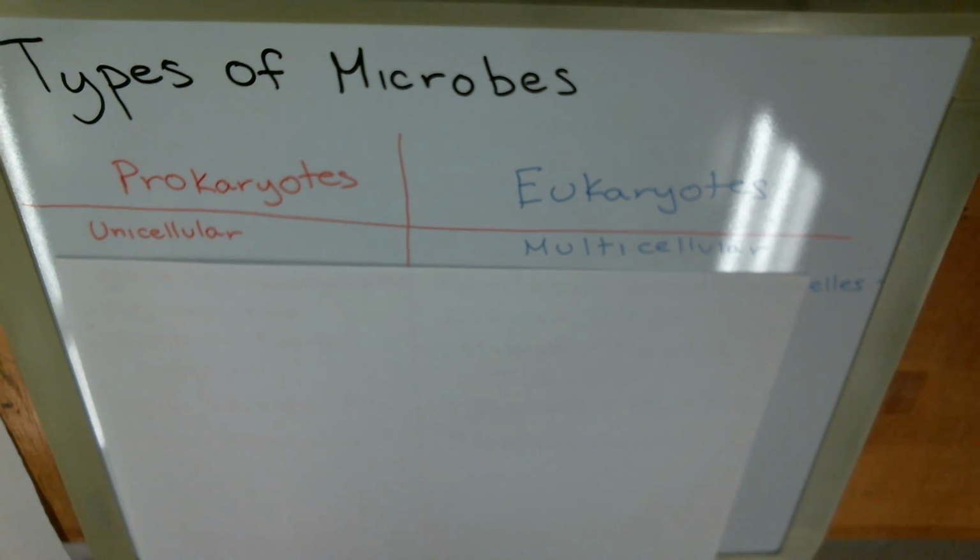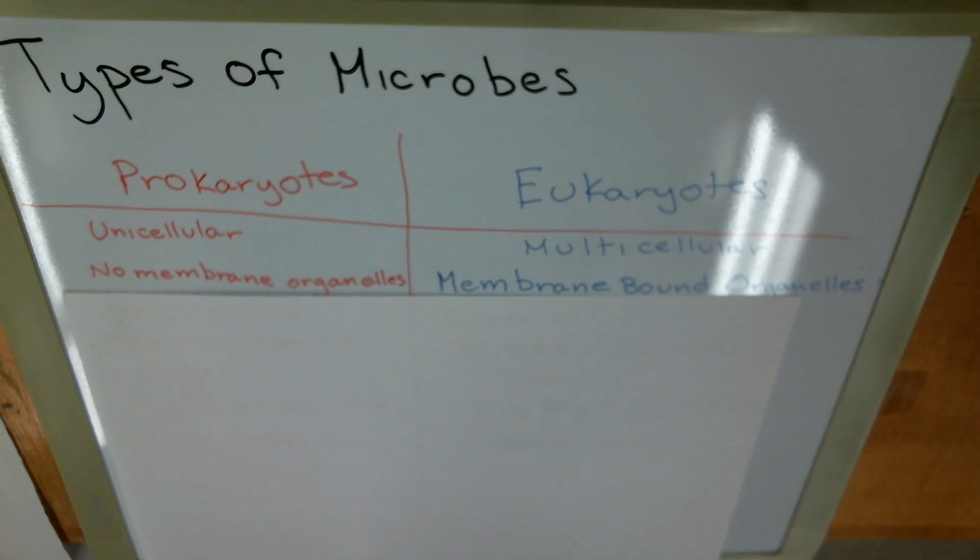As you can see, prokaryotes are unicellular while eukaryotes are multicellular. And what that means is that with prokaryotes, all the cells are the same, while with eukaryotes, it takes many different cells to make the being. And prokaryotes have no membrane-bound organelles, while eukaryotes do. So within each individual cell, the different aspects of the cell are compartmentalized, while in prokaryotes, it's just kind of all floating around.